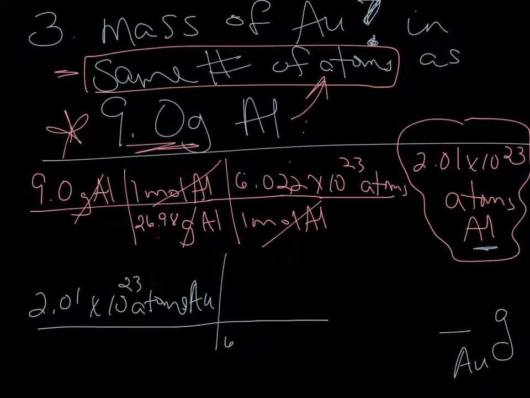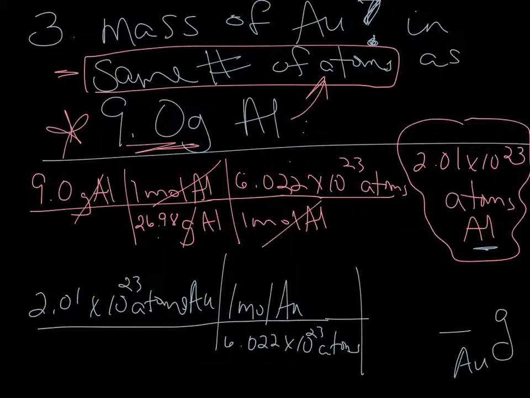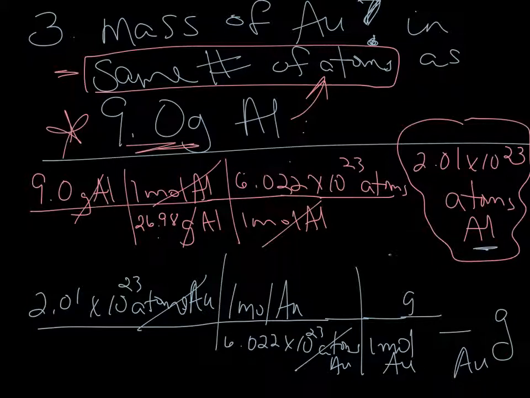So we just do the same thing, but we just reverse it. 6.022 times 10 to the 23rd atoms of gold is equal to 1 mole of gold. And atoms of gold cancel out. And now, how many grams in 1 mole of gold? This we get from the periodic table, right? And I pulled that off the periodic table, and it's 196.97. So I'm left with grams of aluminum.